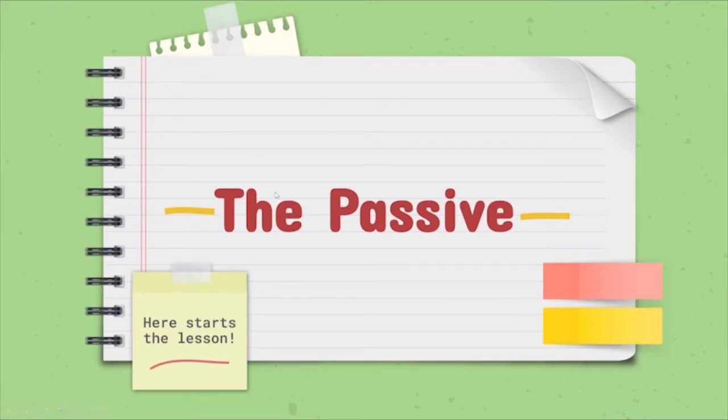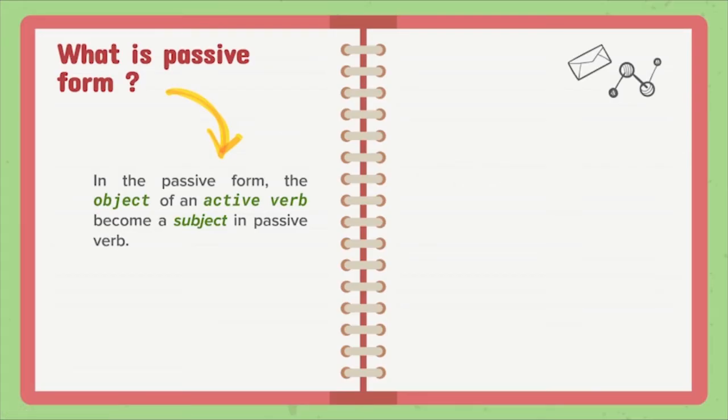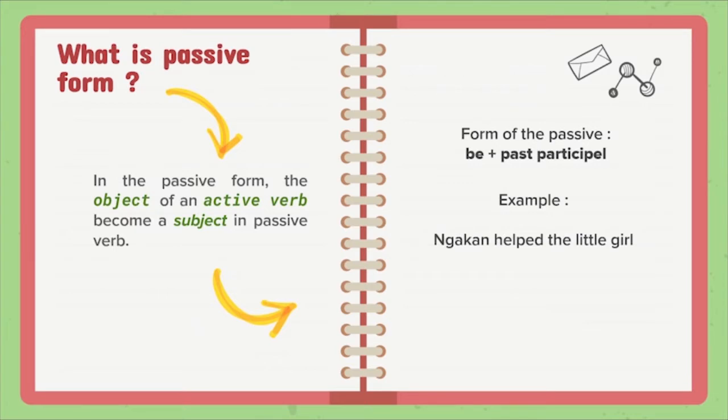Okay, my friend. Now I will discuss the passive. What is the passive form? In the passive form, the object of an active verb becomes the subject of the passive verb. The simple meaning is that the subject becomes an object and the object becomes a subject, with a rule: the passive is be plus past participle. So let's go to the example.